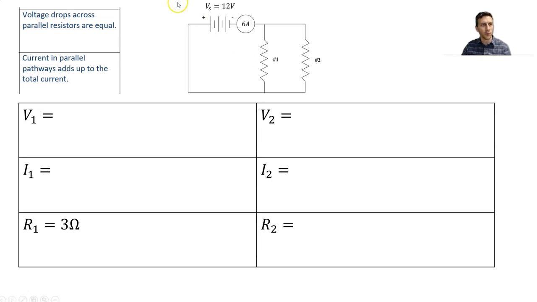Let's quickly take a look at our rules. Rule number 1 for voltage is that voltage drops across parallel resistors are equal. So the voltage dropped or lost across each resistor will be equal. The other rule is that current in parallel pathways adds to the total current. So the current through here and here are going to add up to the total current. Well, where should we start knowing that?